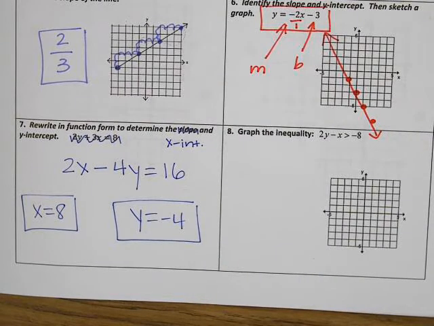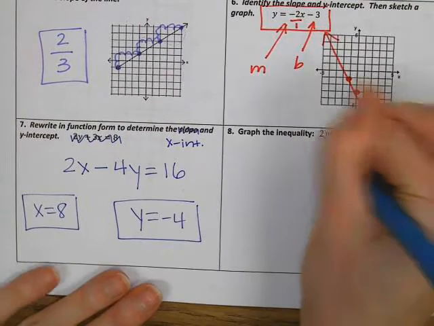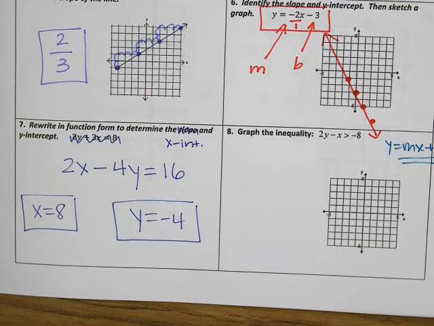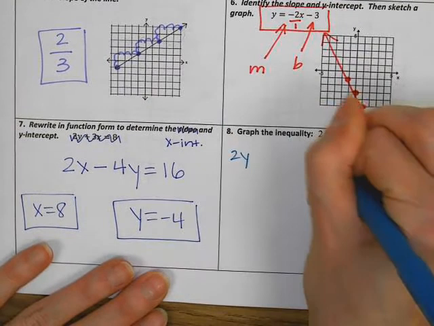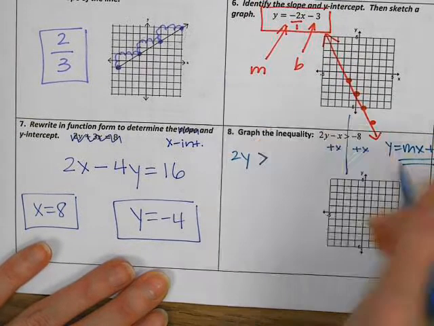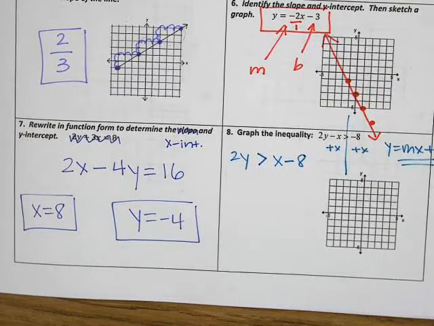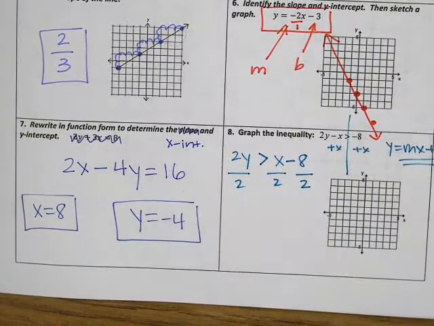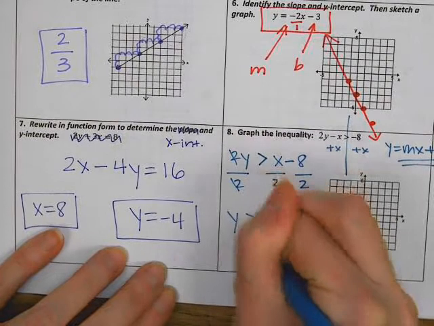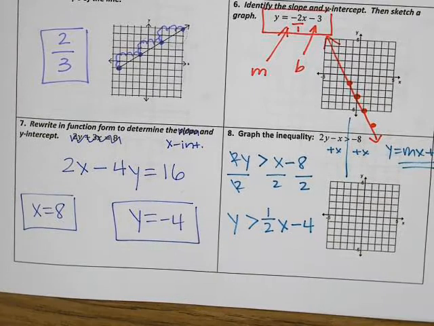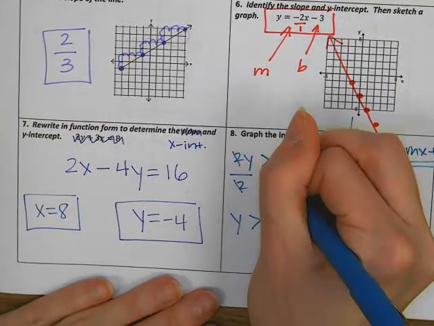And then number 8 is graphing an inequality. For these, remember you have to get it in y equals mx plus b form. All right, so we're going to start by adding the x to the other side. So it's 2y is greater than x minus 8. You're trying to get y alone. And then we have to divide every single piece by 2. So we get y is greater than, this is really 1/2 x minus 4. Because there's a secret one here.